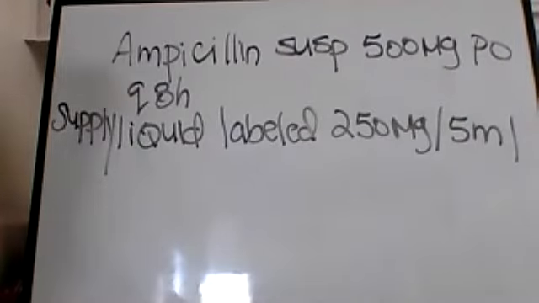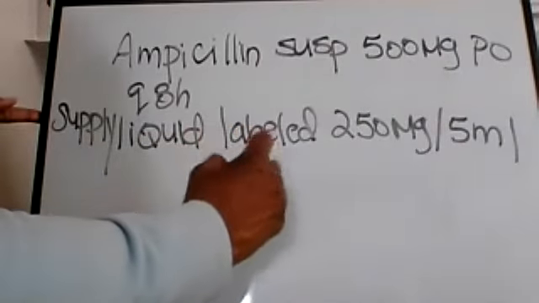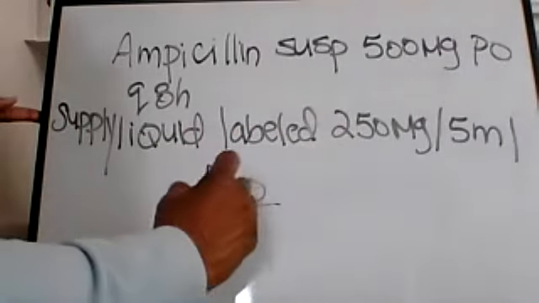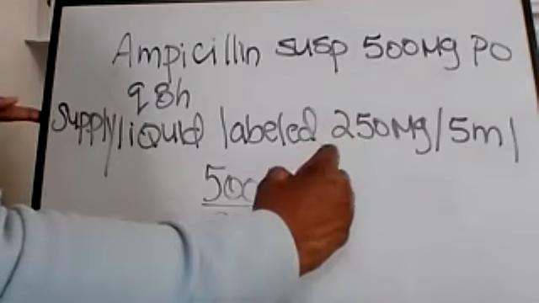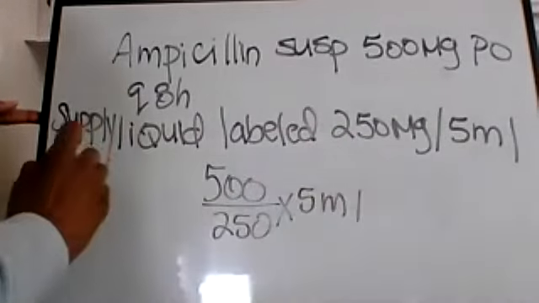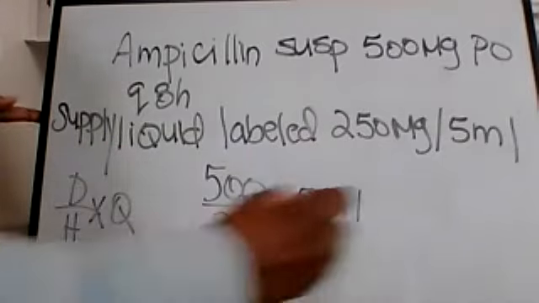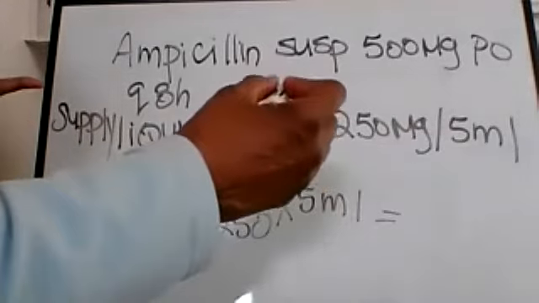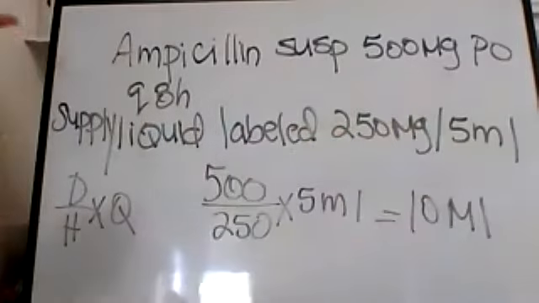All right. So we don't have to convert because the metrics are the same. So it's just simple division. 500 divided by 250 times 5 milliliters, right? So remember that this is the D over H formula, okay? So we do the math and we come out with 10 milliliters is the answer, okay?